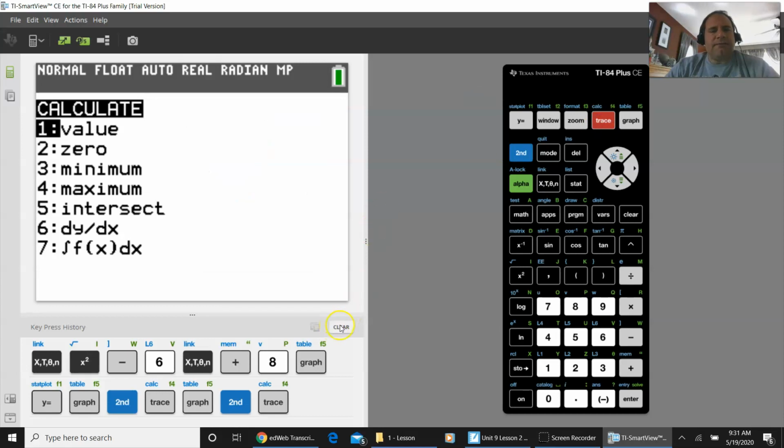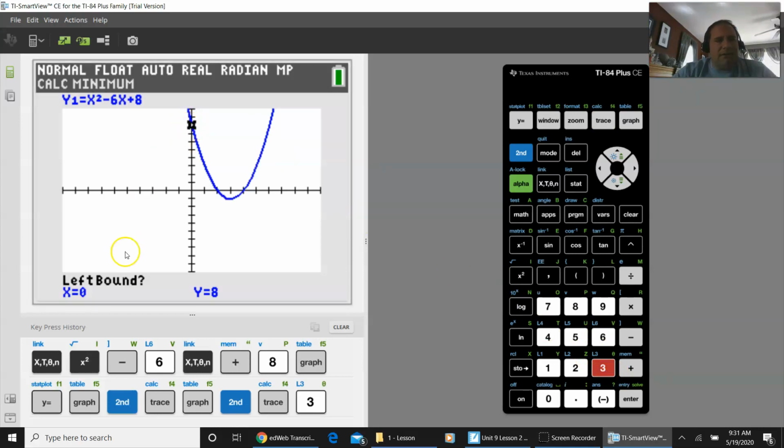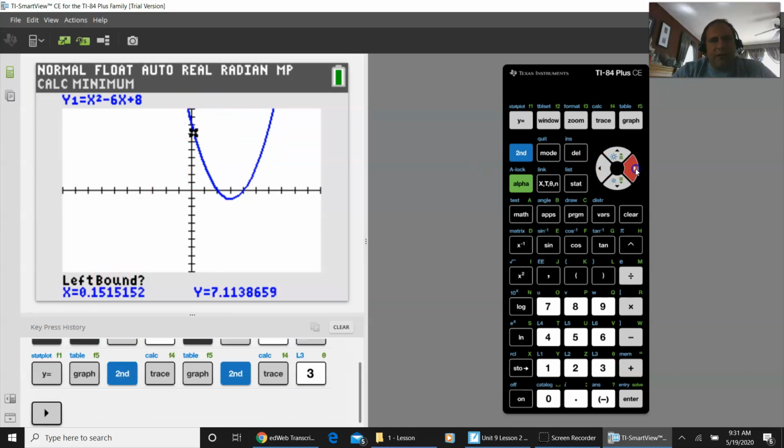Once you're at second function and trace, now you have the calculate screen, and we're going to focus on the minimum and the maximum. Since this is a parabola that opens up, I said that this has a minimum. So we're going to press 3. And you see where this X is right here? It says left bound. We're going to just move that closer to where the vertex is, right about there. It doesn't matter exactly where, as long as it's a little bit closer.